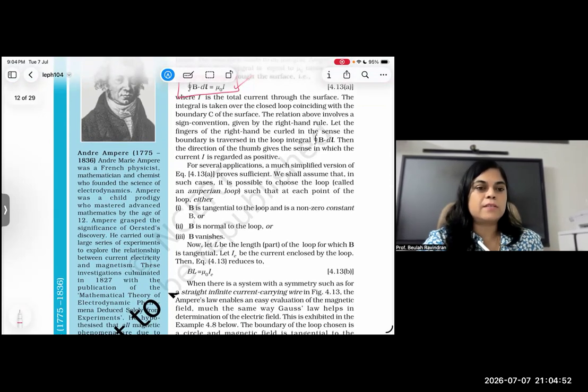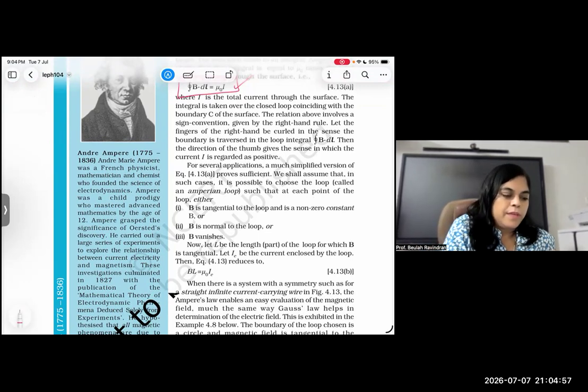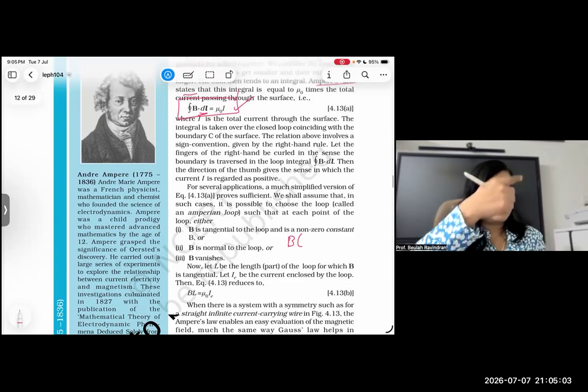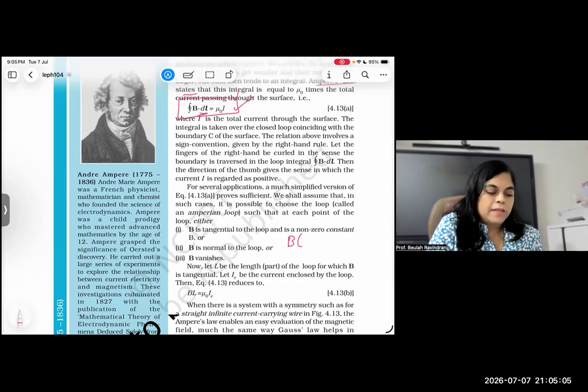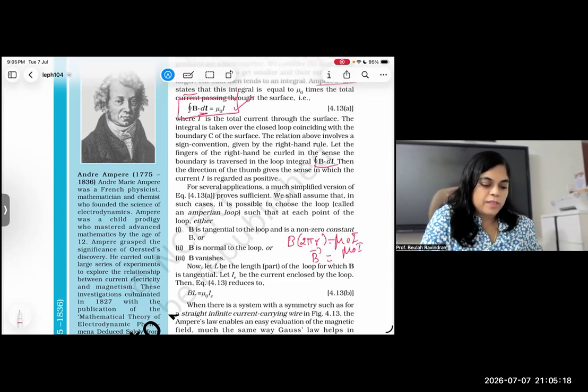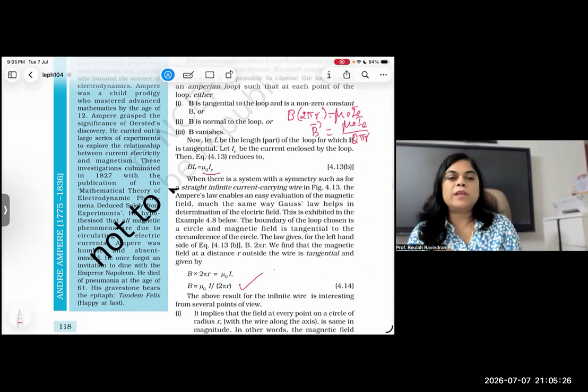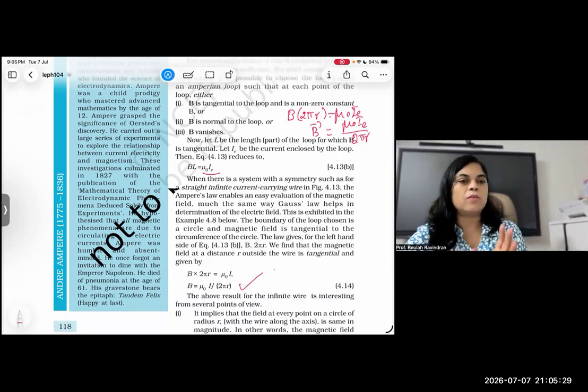And B is constant. The magnetic field is constant on it. How does the integral become? B times the integral of dl, taking the whole element, the total enclosed loop, dl will be 2 pi r, since that is the loop's circumference. And then it equals mu naught I. So what is the magnetic field now? B equals mu naught I enclosed by 2 pi r. This is the derivation. That's it. It is for a straight, infinitely long wire.